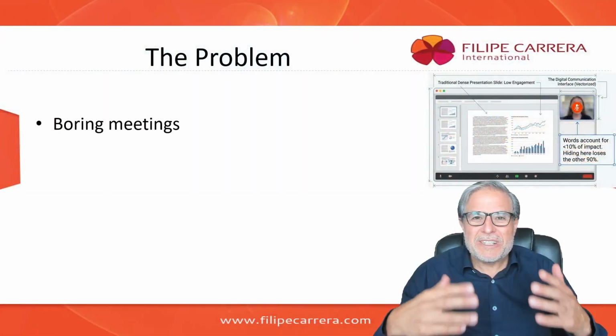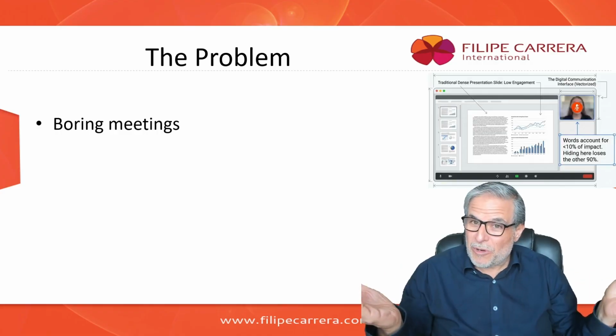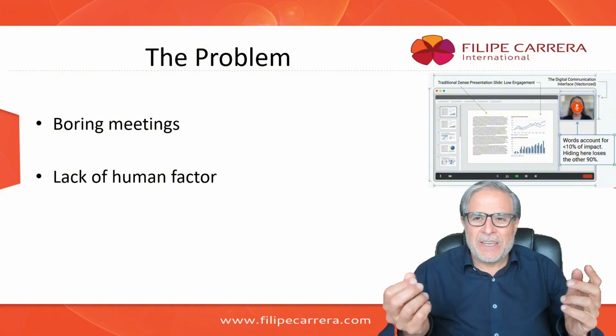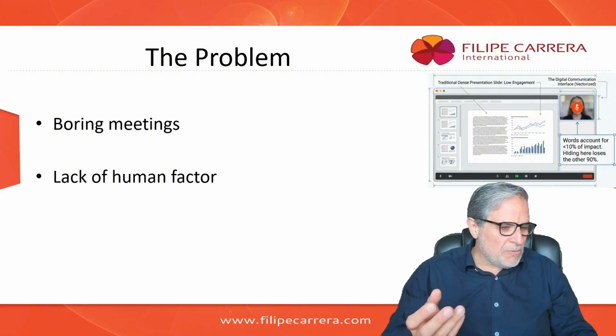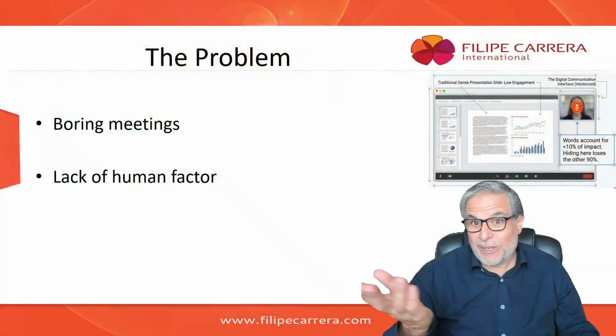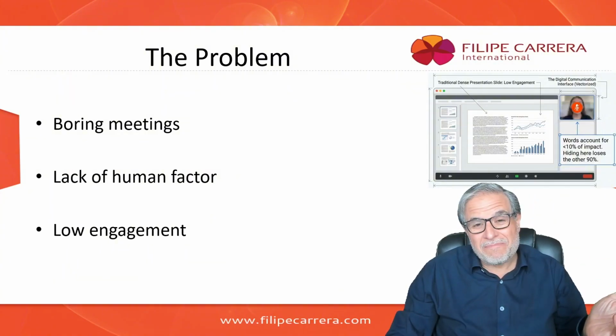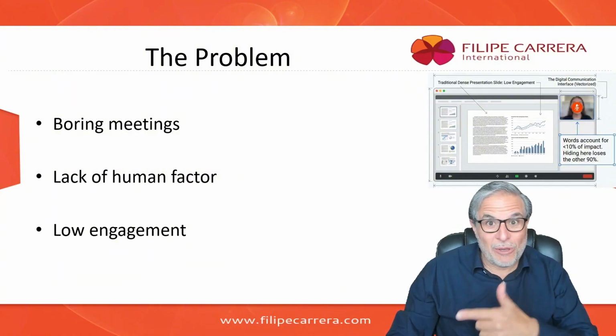So let me give you what is the problem. The problem is that you have boring meetings. We talked about that, and there is the lack of human factor. Imagine that you want to, like I said, emphasize some idea. But at some point, you want to make it even more personal. You can go to another camera and say, "I have a trick for you," and you can continue to talk about the trick that you have. So, a presentation like this is much more engaging. It fights the low engagement problem.